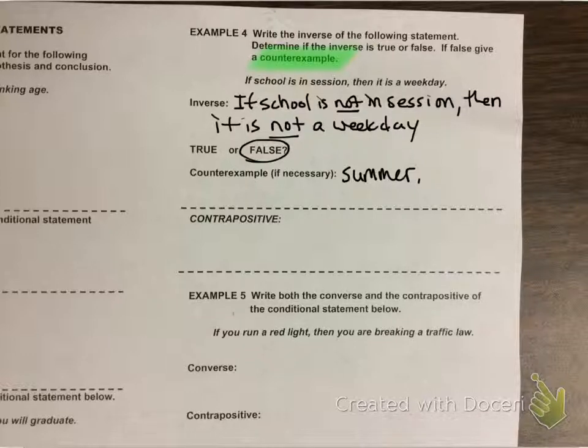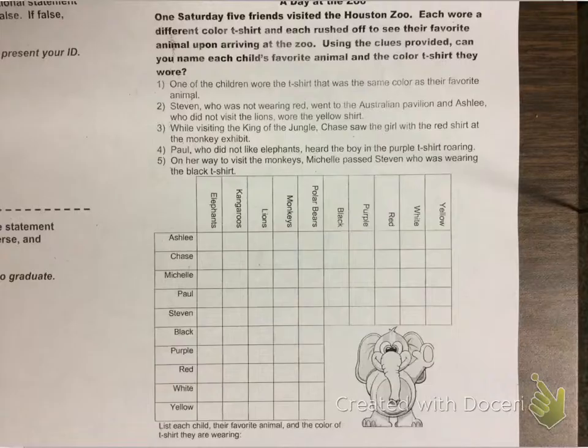If school is not in session, so we're not in session in the summer, then it's not a weekday. Well, it's a weekday in the summer. So that's an example that proves it otherwise. If there's even one thing that makes it not true, it's false. Let's say I took an example of a problem. Let's say we said that we had, again, 2 over x is always a real number.